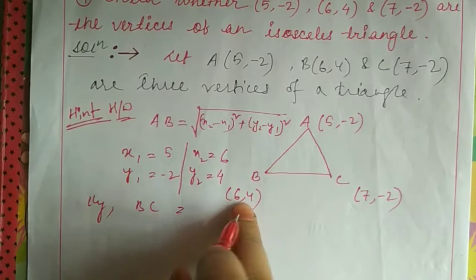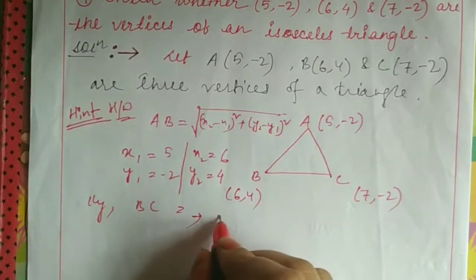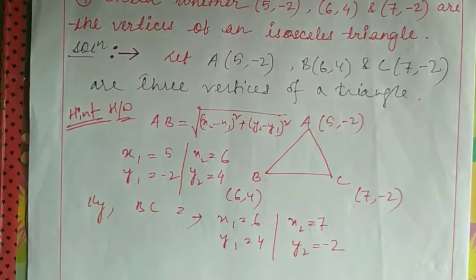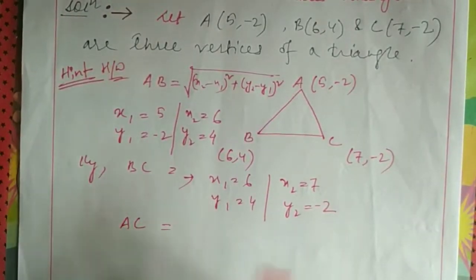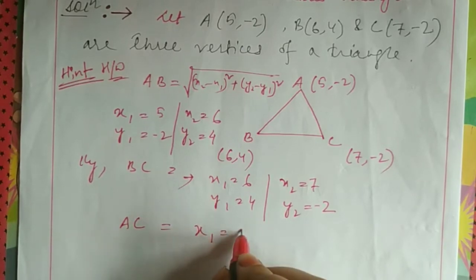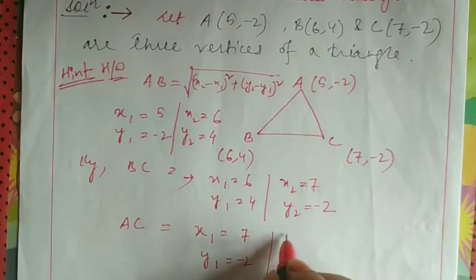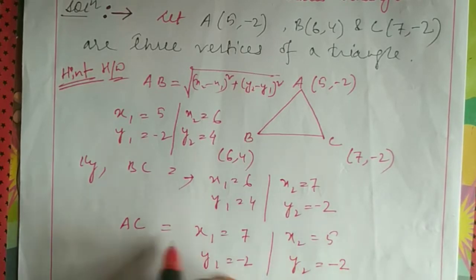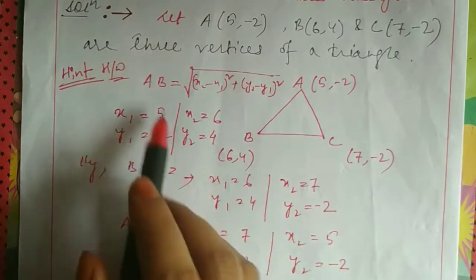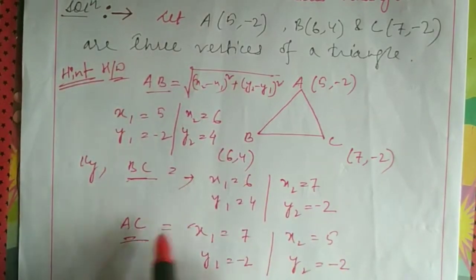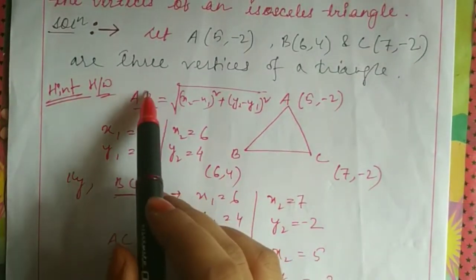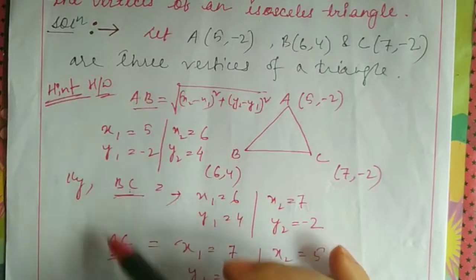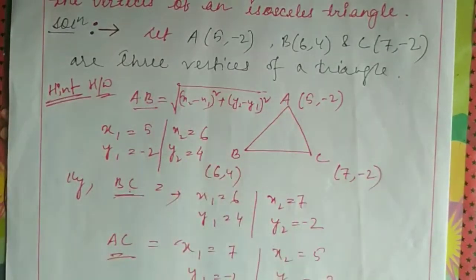Similarly, find BC from the points 6, 4 and 7, minus 2. In case of BC, x1 equals 6, y1 is 4, x2 is 7, y2 is minus 2. And after that find AC, where x1 is 7, y1 is minus 2, x2 is 5, and y2 is minus 2. Taking these coordinates, you have to find the distance between AB, BC and AC. After this you will probably find that two of them are equal, AB and BC or BC and AC, but that means two sides of this triangle are equal. If two are equal, then you can say that therefore this triangle is an isosceles triangle. Okay?